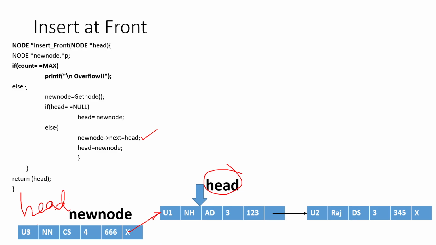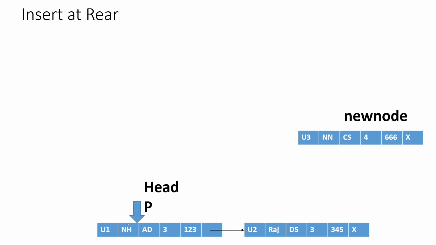If head is null, that newly created node becomes the head node. If head is not null, the new node has to point to the head node, and the head you have to set to that new node.